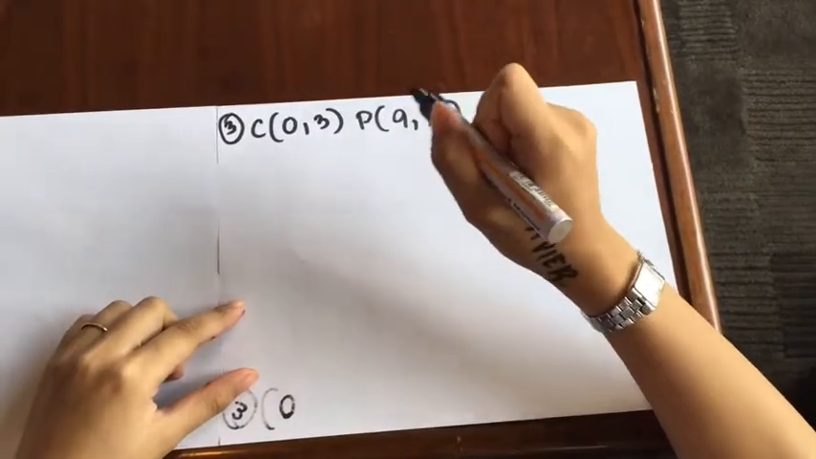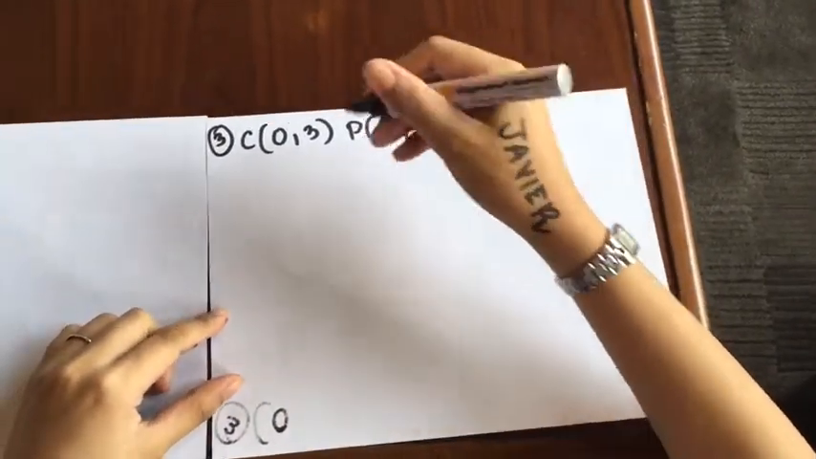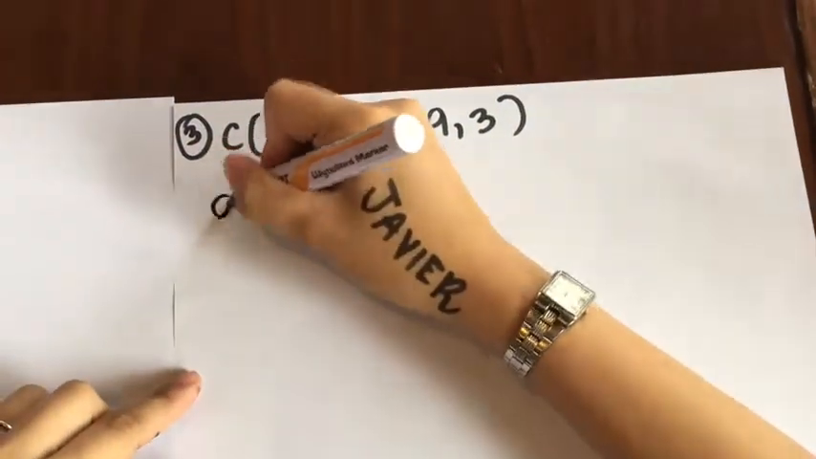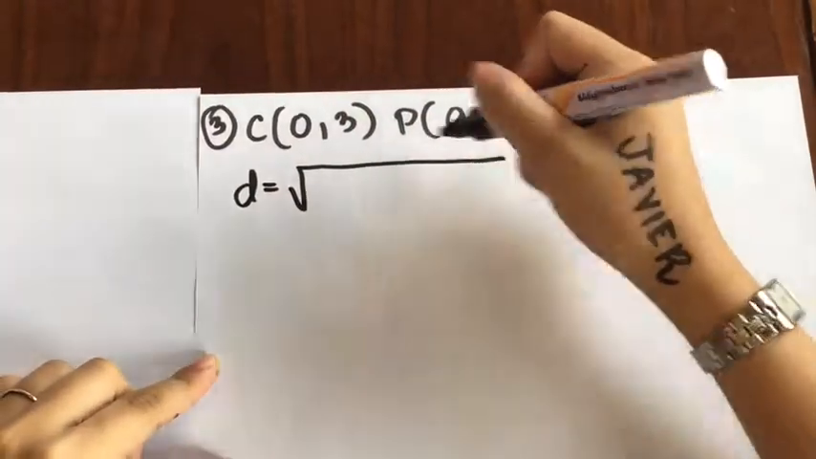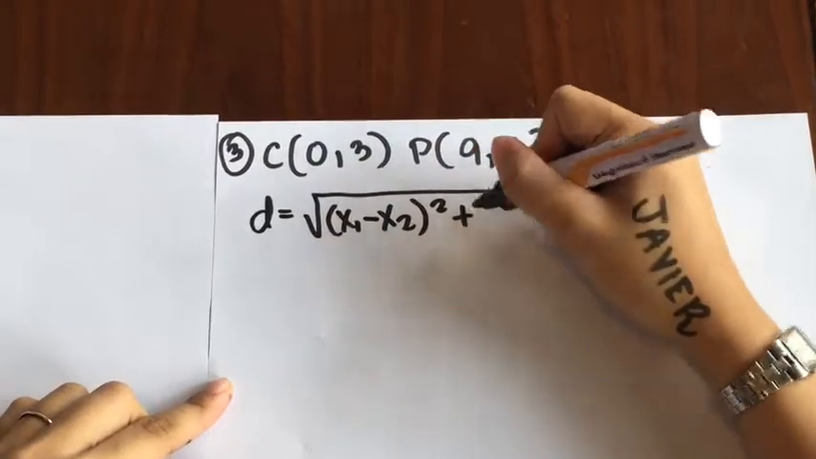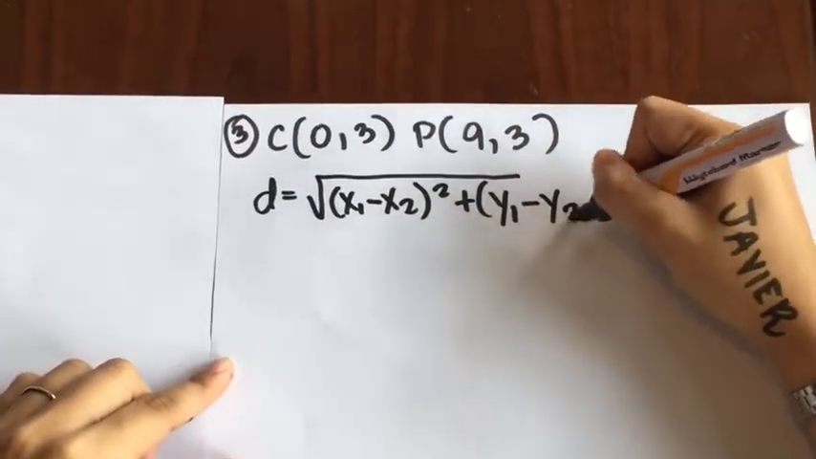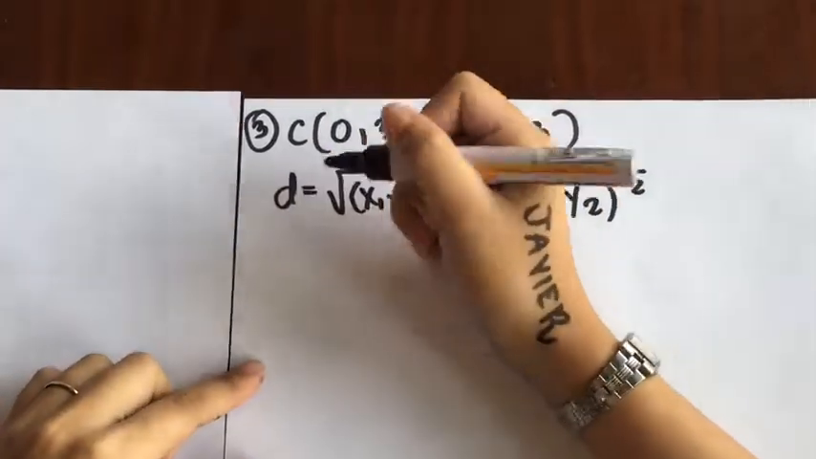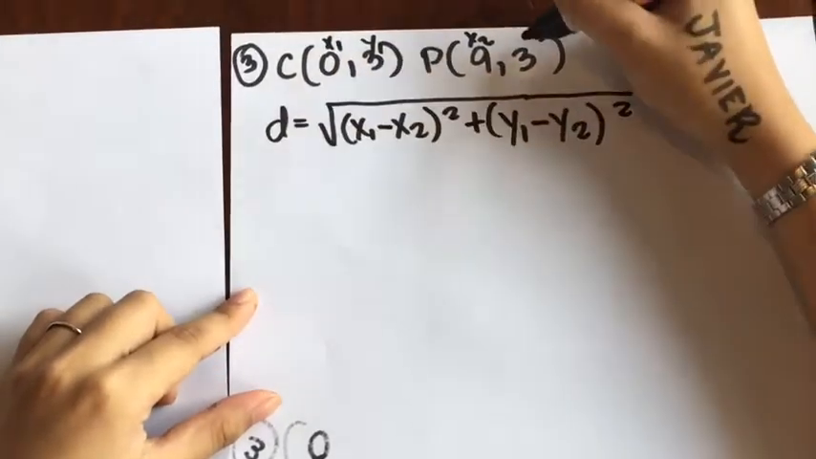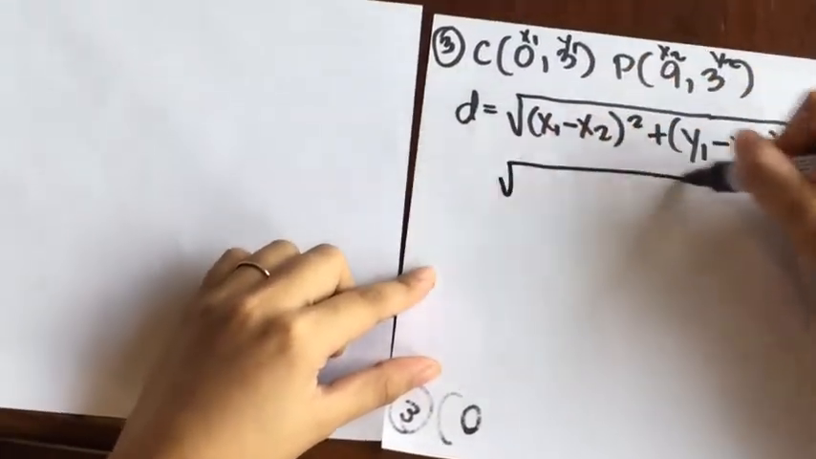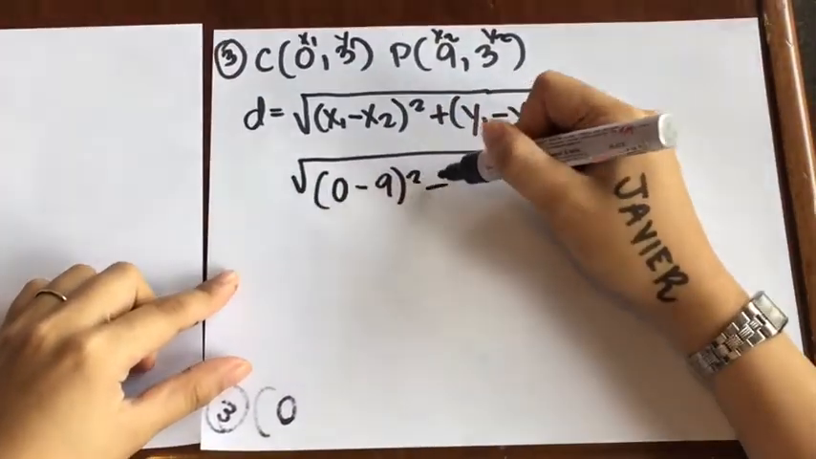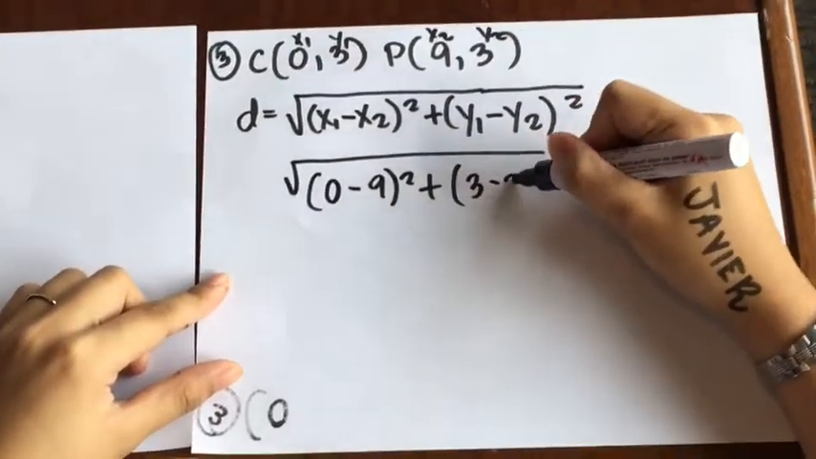Our center is 0, 3, passes through 9, 3. Dahil wala si R, gagamit tayo ng distance formula. So, distance formula is d is equal to square root of x sub 1 minus x sub 2 quantity squared plus y sub 1 minus y sub 2 quantity squared. Substitute natin, this is my x sub 1, x sub 2, y sub 1, y sub 2. So, square root of 0 minus 9 squared plus 3 minus 3 squared.